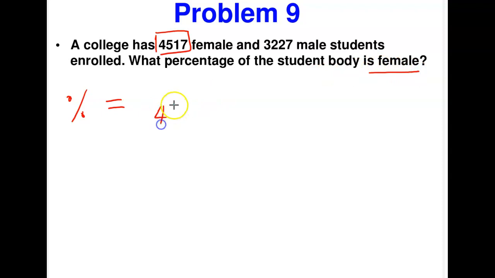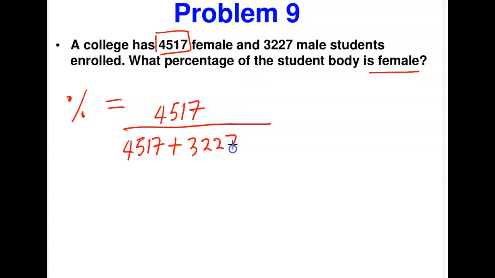So the part of the measurement will be 4,517 divided by the total. The total will be 4,517 plus the male students, 3,227. You're going to add these, take the female number, divide it by the total you got here, times it by 100, and at the end of the day, we're going to get 58.33%.